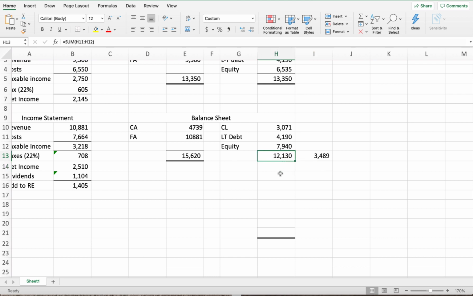Because, hold on a second. This is why it doesn't work. There we go. Much better. I apologize about that. I didn't add up all my numbers. That's why it looked funky. So I have to add my liabilities, my debt, and my equity. I get 15,202. So the difference between the assets and the liabilities and the equity is 418. This 418 is my extra or external financing needed.